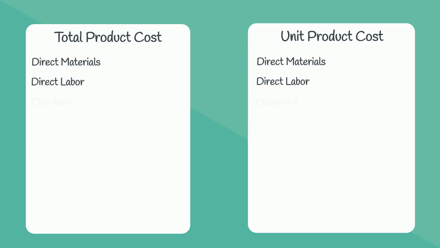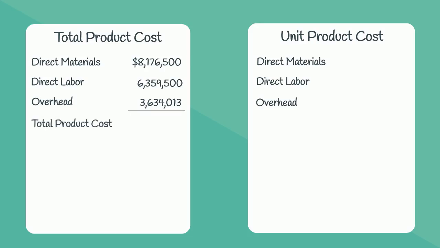We can take our total and per unit overhead amounts and calculate total product cost and unit product cost. Again, product cost consists of three items: direct materials, direct labor, and overhead. Assume total direct materials equals $8,176,500 and total direct labor equals $6,359,500. We calculated total overhead as $3,634,013. Therefore, the total product cost, just add those up, is $18,170,013.